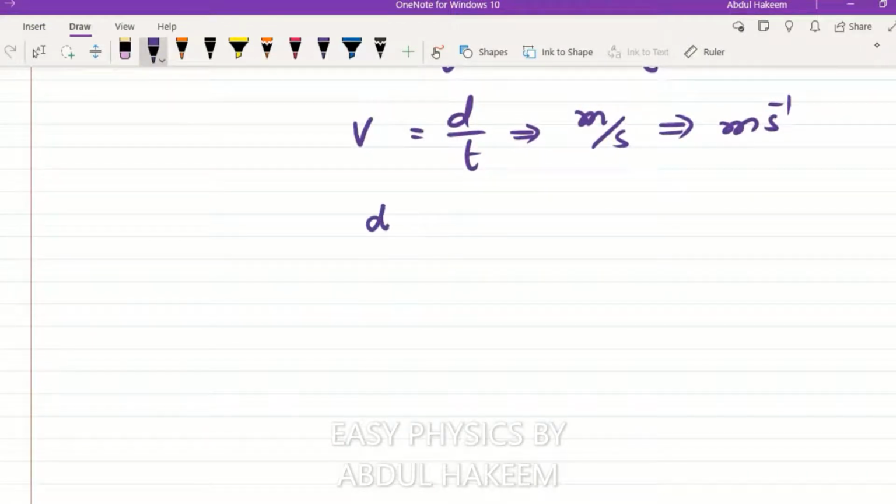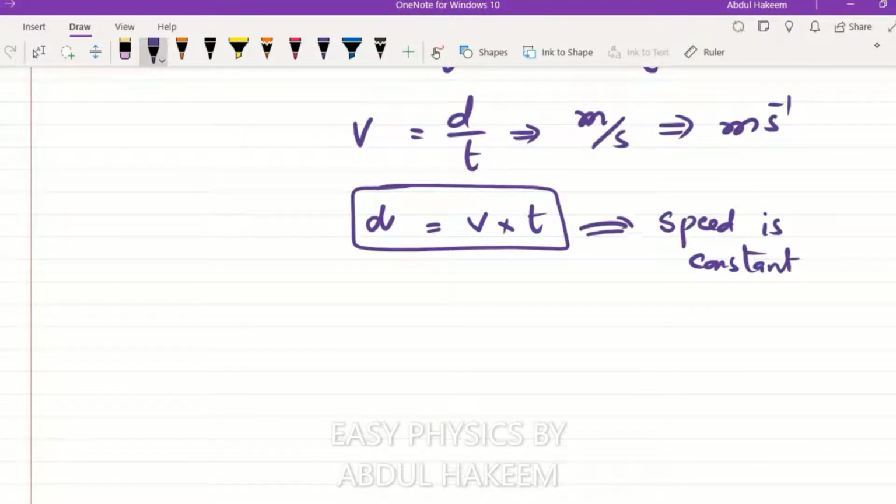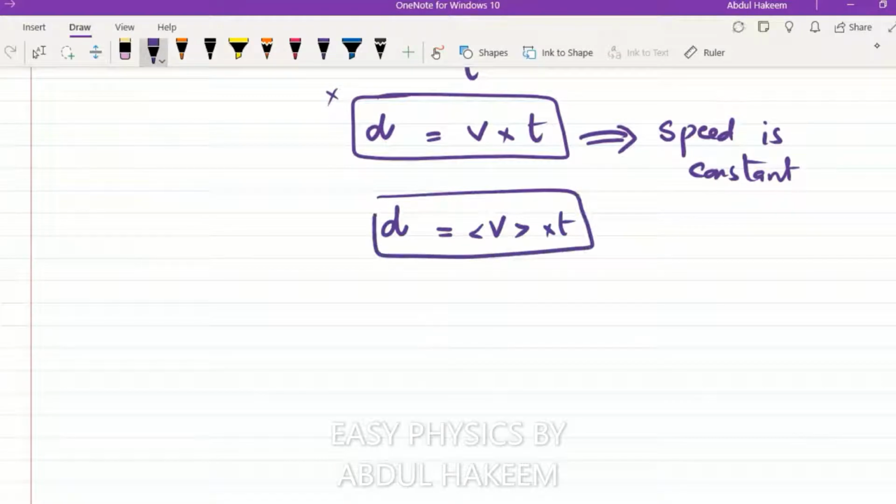Now, this formula can be written as speed into time, but it has a limitation. It is only valid when speed is constant. We can use this formula if the speed is constant. If the speed is changing, increasing or decreasing, then it has no use. So use this formula only when the speed is constant, okay? But speed cannot be constant for all the time. Then for the changing speed, we will use the formula average speed into time for the distance. So distance is average speed multiplied by time.